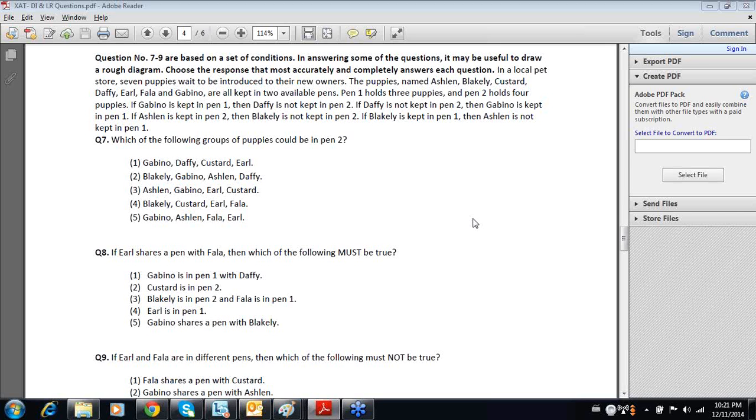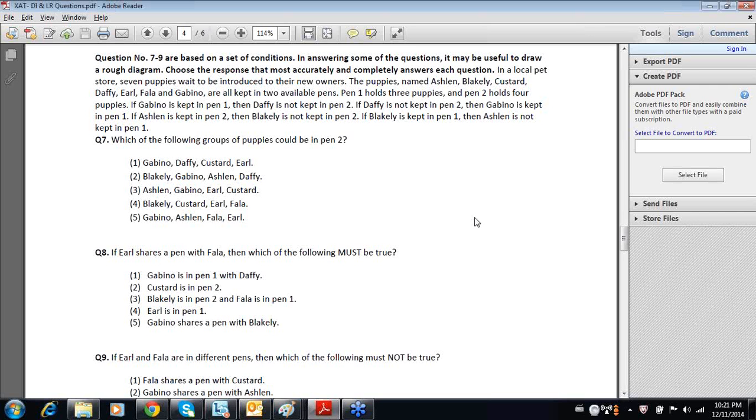If D is not kept in pen 2, then G is kept in pen 1. If A is kept in pen 2, then B is not kept in pen 2. If B is kept in pen 1, then A is not kept in pen 1. So one thing is clear, that A and B are not kept in the same pen. Okay. Let us solve these 3 questions.